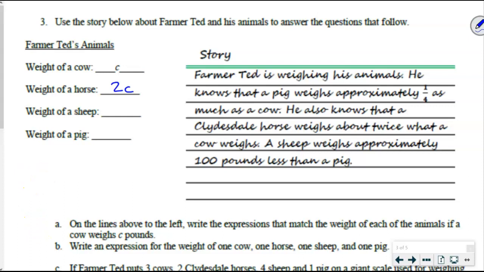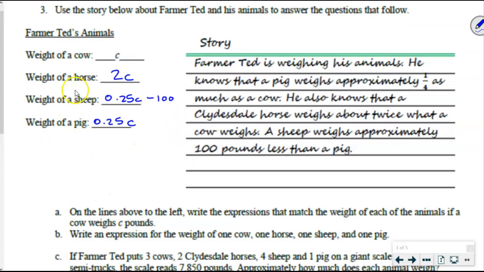So what is that pig expression, Maverick? Exactly. You can say 0.25c, you can keep it a fraction and say 1/4 c. Either way means the same thing. And now we can then relate the sheep. A sheep weighs approximately 100 pounds less than a pig. So here's a pig, 0.25c. 100 pounds less than that is 0.25c minus 100, just as Maverick said.